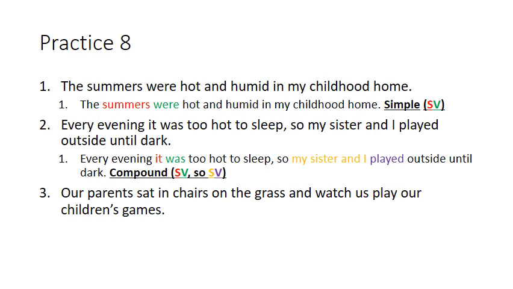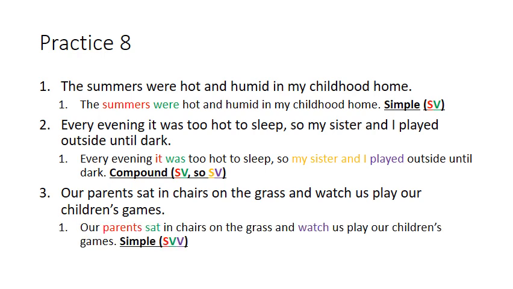But we'll notice that before the verb and after and, there's no subject, which means that even though we have and, this is still a simple sentence. The pattern is just different than the first simple sentence, whereas this one is SVV. There's two verbs for parents. Our parents sat and watched, so they did both of those things.